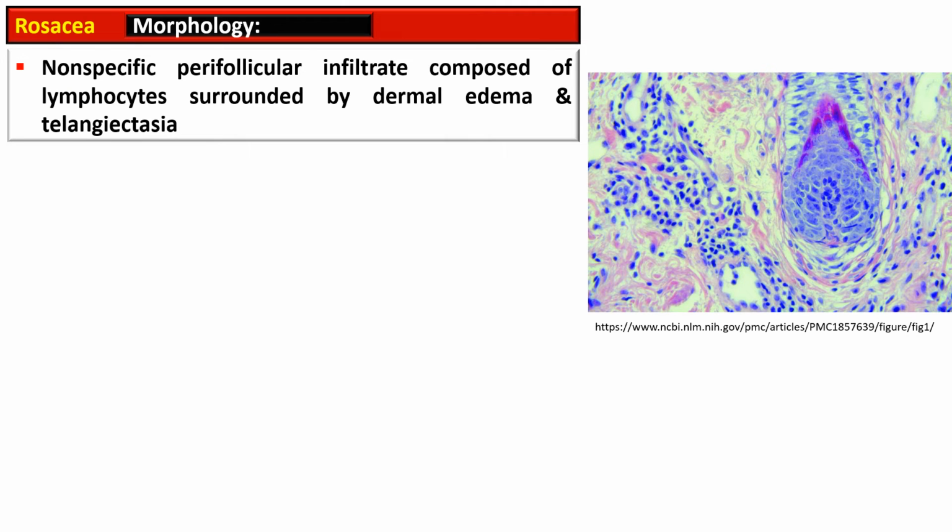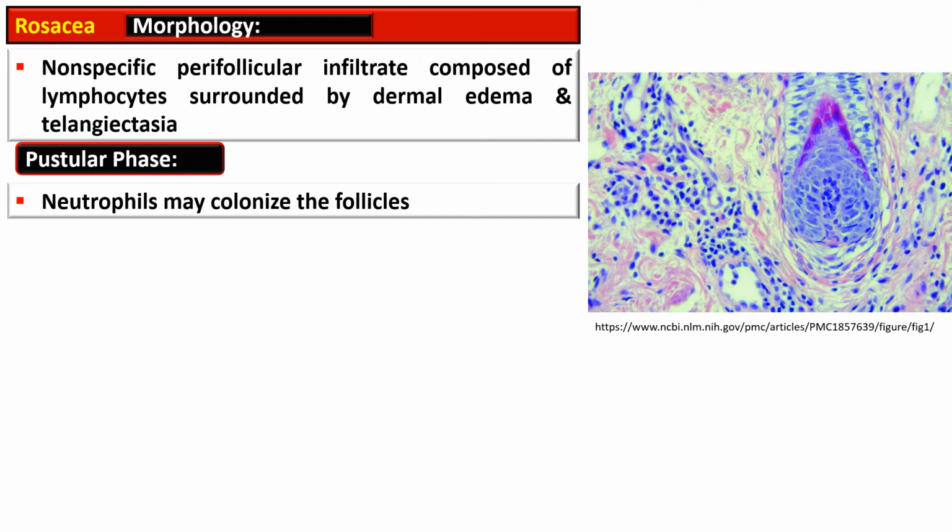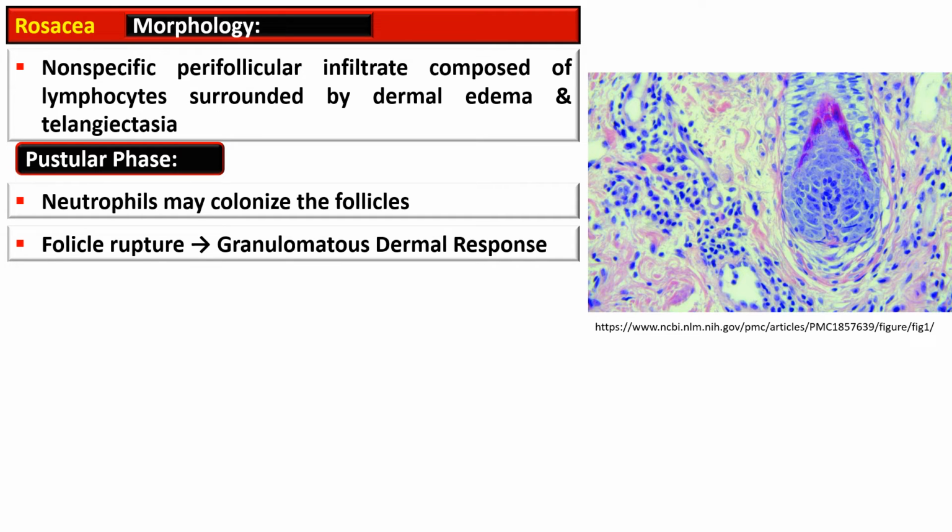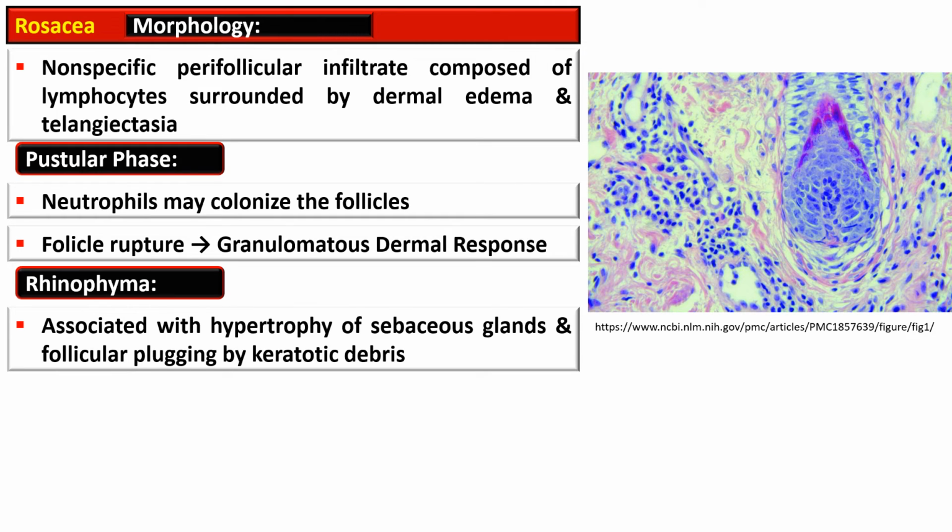Microscopically, the rosacea is characterized by presence of non-specific perifollicular infiltrate that is composed of lymphocytes. It is surrounded by dermal edema and telangiectasia. Here in this picture, the lymphocytes are present around the hair follicle, and also the perivascular lymphocytic infiltrate is seen. In the pustular phase, the neutrophil may colonize the follicle and follicle rupture. Then the dermal response is granulomatous. Rhinophyma is associated with hypertrophy of sebaceous gland and follicular plugging by keratotic debris.